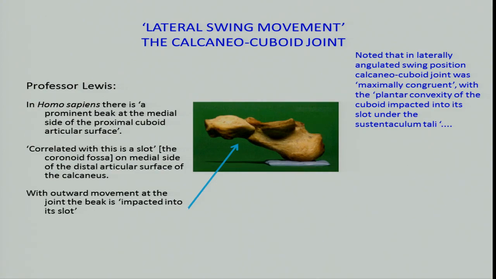With outward swing movement at the transverse tarsal joint, and the calcaneo-cuboid joint therefore, the cuboid beak is impacted into its slot. And he thought that the whole joint was then maximally congruent, and the ligaments were tight.